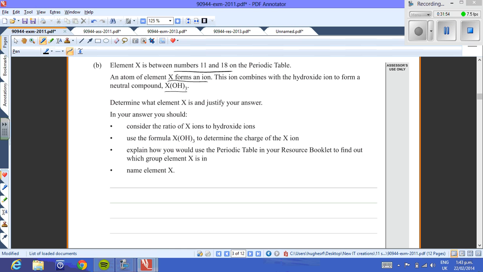Let's go back to the question. An atom of the element X forms an ion, which must have a charge of +3. This ion combines with the hydroxide ion to form a neutral compound, XOH and 3 of them. Determine what element X is and justify your answer. In your answer, you should consider the ratio of X ions to hydroxide ions. Well, the ratio is 1 of these to 3 of the hydroxides, because you can see there we have 3 of them.